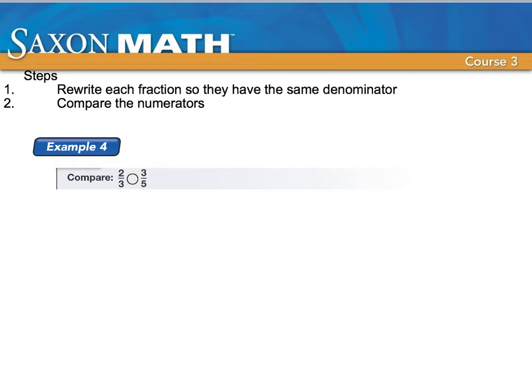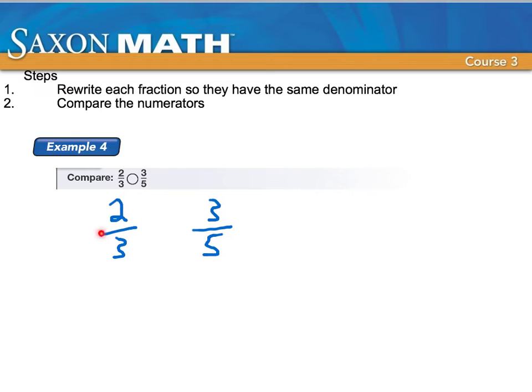They're also going to ask you to compare fractions. Okay, when I compare fractions, the first thing you're going to want to do on most of them is to rewrite each fraction so they have the same denominator. Then you're going to compare the numerators. Okay, so let's go into the example and see what that means. So I'm comparing 2/3 and 3/5. I'm just going to rewrite the problem so it's a little bigger here. 2/3 and 3/5. Notice step 1 says to rewrite each fraction so they have the same denominator.